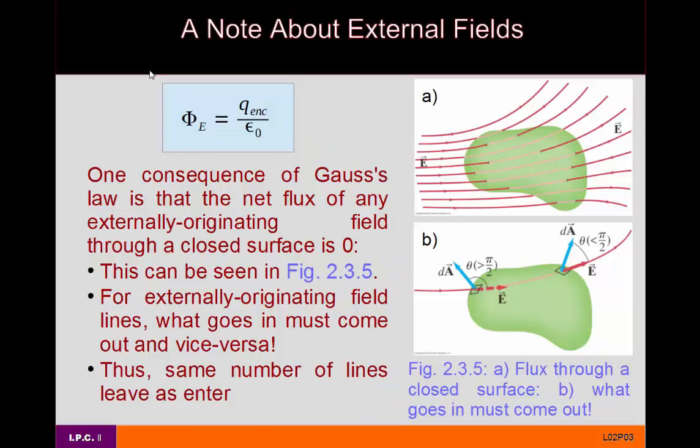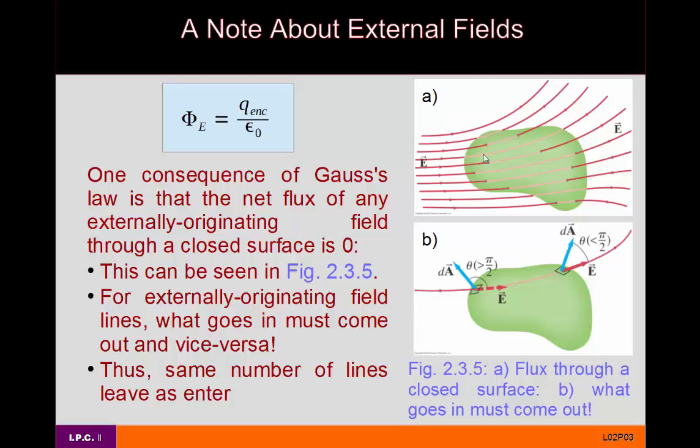So let's look at a couple of consequences of this. The first of them is that if you have a field which originates externally and which basically terminates externally, then the total flux through the surface will be 0. Why did I say and terminates externally? Well, recall the rule for electric field lines is that they have to originate on a positive charge and terminate on a negative charge. If you don't have any positive or negative charges nearby, then the field either is originating at infinity or it's terminating at infinity.